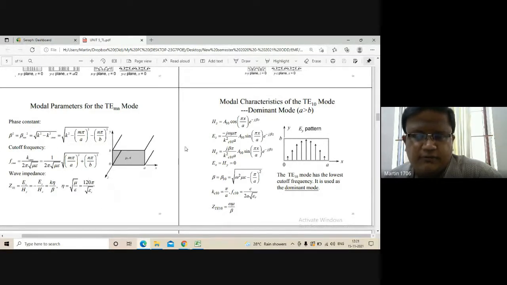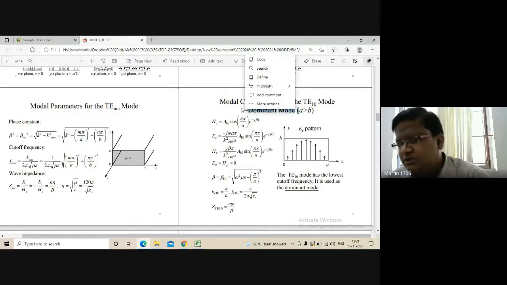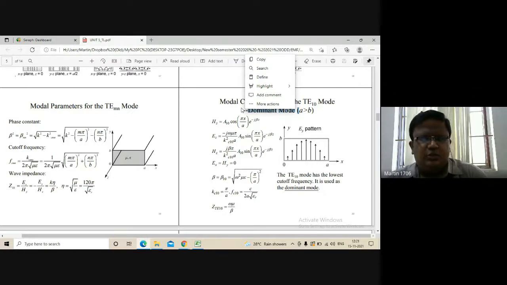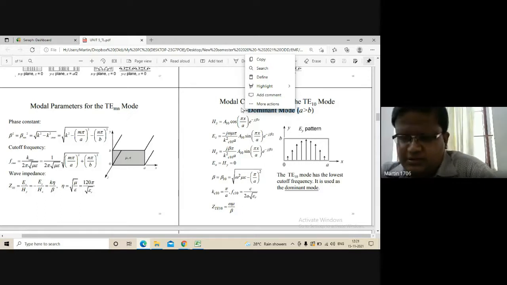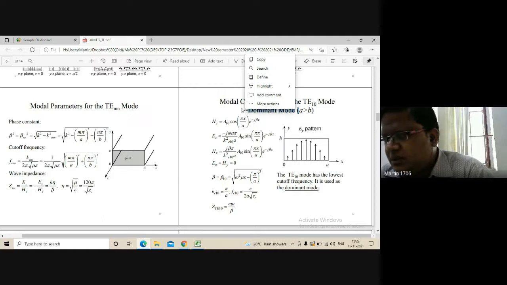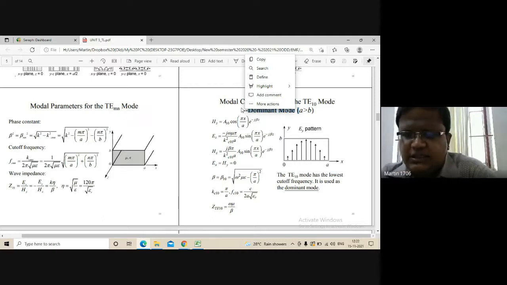Another thing is called the dominant mode. What is meant by the dominant mode? Usually the word dominant is nothing but something getting ownership: I am doing it, I alone have done it, I am better than the others. Like that, it dominates others. That is called dominant. Like that, in a waveguide you can see the condition A greater than B. What is A greater than B? It is a dimensional thing: A is greater than B.